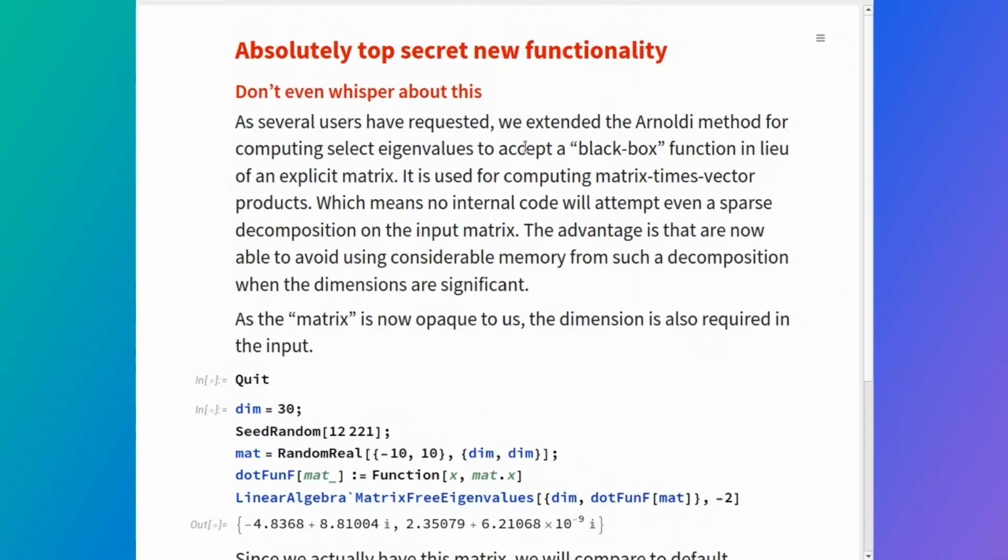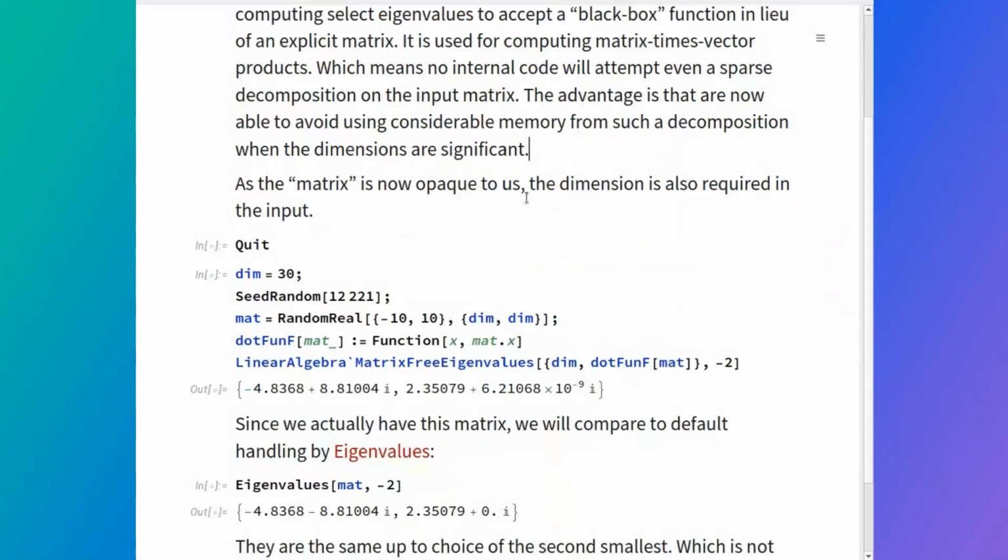Okay. Yeah, new functionality. Not supposed to talk about this, but whatever. We extended the Arnoldi method for computing, say, just the largest or just the smallest eigenvalues, so that now you don't actually have to give a matrix. If you have a huge matrix, or if you can only generate dot products using some program, so it becomes a black box function, you no longer need to specify the matrix, but you do have to say what dimension it lives in and how it operates.